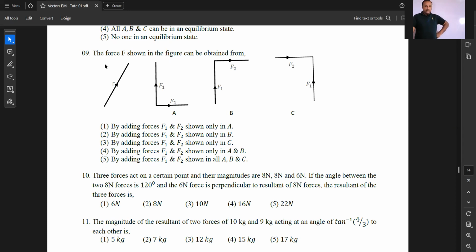There is a force F here. You are asked to determine whether it can be obtained by adding these 3 vector systems. He's saying the answer is 5. What about others? Your answers?